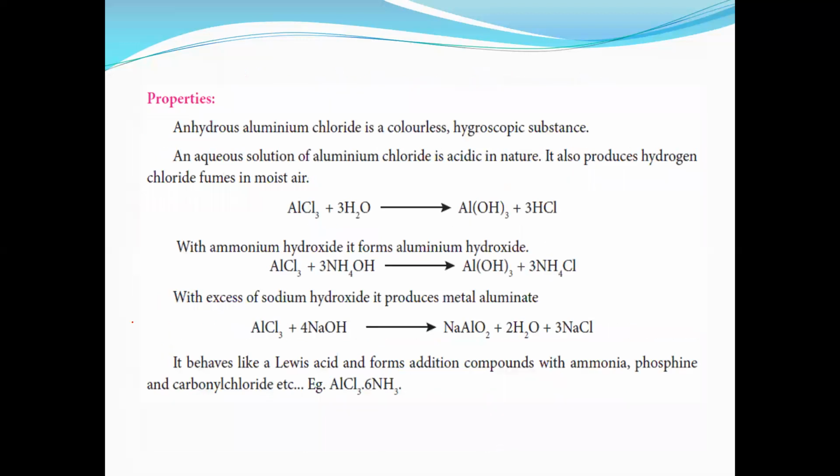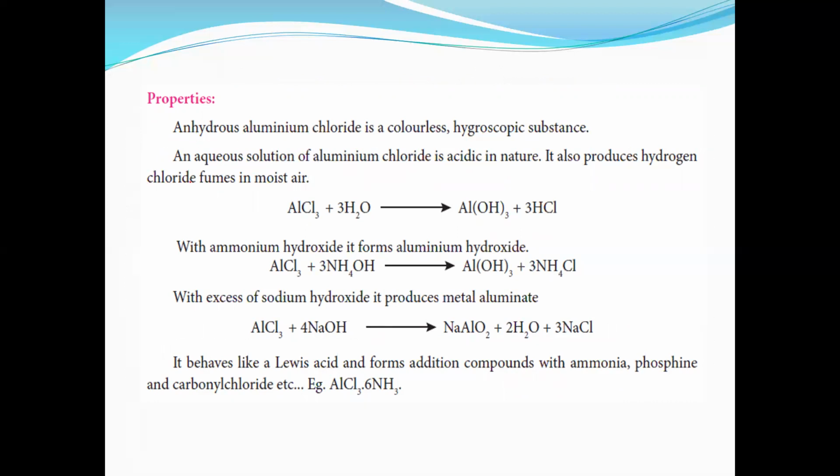So next one is the properties. Anhydrous aluminum chloride: anhydrous means there is no water molecule in that compound. The anhydrous aluminum chloride is a colorless, hygroscopic compound. Hygroscopic means that the compound absorbs moisture from the atmosphere. Because anhydrous aluminum chloride does not have water, it absorbs moisture from the atmosphere.